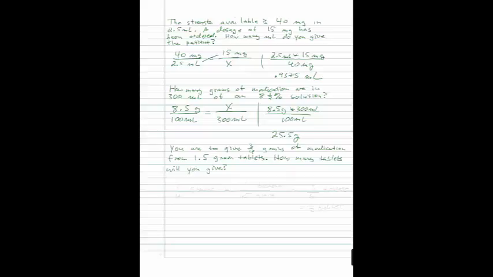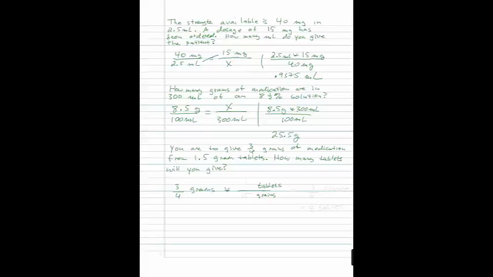Next up it says you are to give 3/4 grains of medication from 1.5 grain tablets. How many tablets will you give? So I'm not sure that this is best solved with a proportion, but rather to recognize that we have to convert grains into tablets. So the dose here is 3/4 of a grain. We want to convert grains into tablets, so let's multiply by the appropriate thing. We have grains in the numerator, so to get it to cancel, we need grains in the denominator, so tablets would be in the numerator.